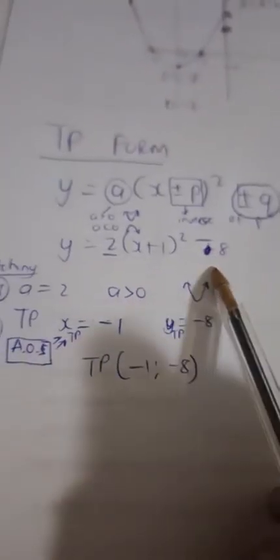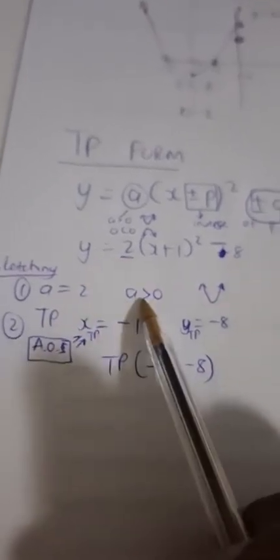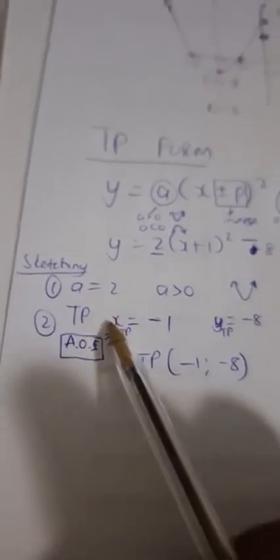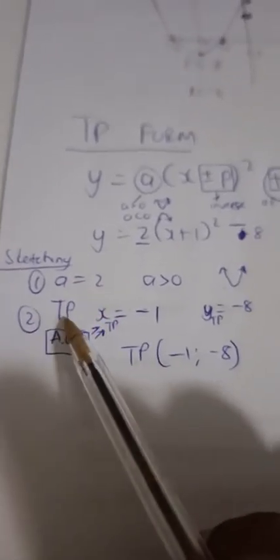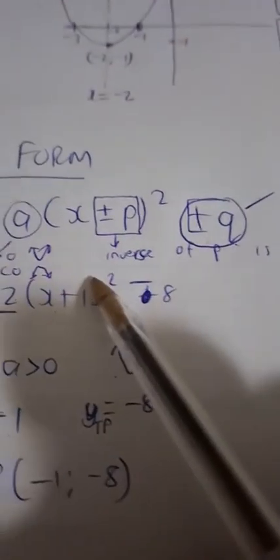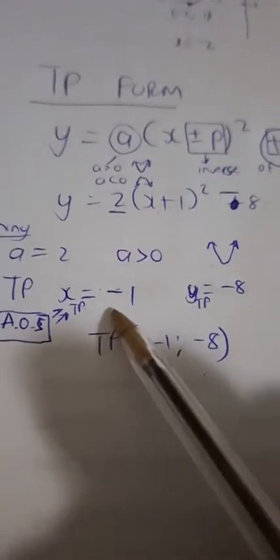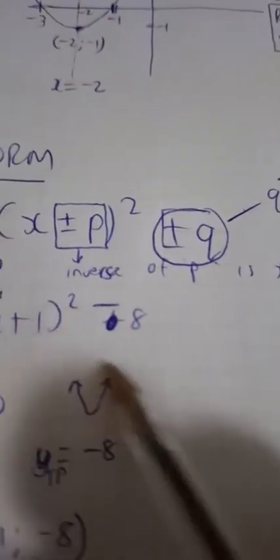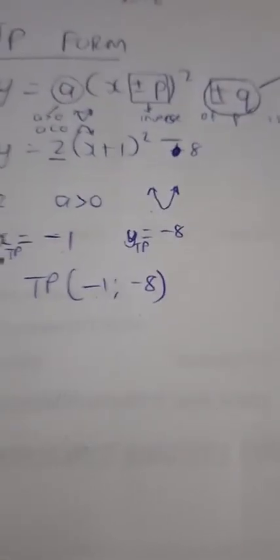A, tick. A is equal to 2, A is greater than 0, smiley face. Next, my turning point, where the graph will turn. The axis of symmetry, the x-coordinate of the turning point, I know will be the inverse of the p-value. So the inverse of plus 1 is negative 1. That's the x-coordinate of the turning point. My y-coordinate of the turning point is q as it is. So there are my coordinates. Let's move on. What's the next thing in line?